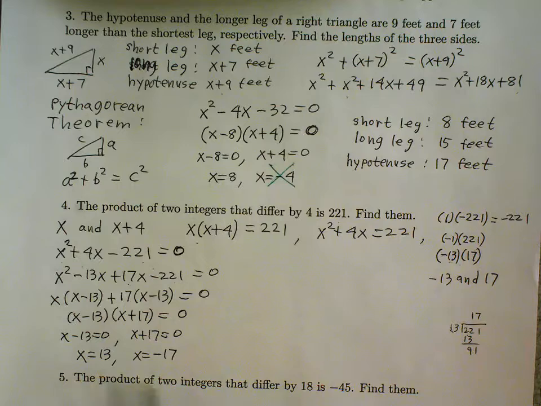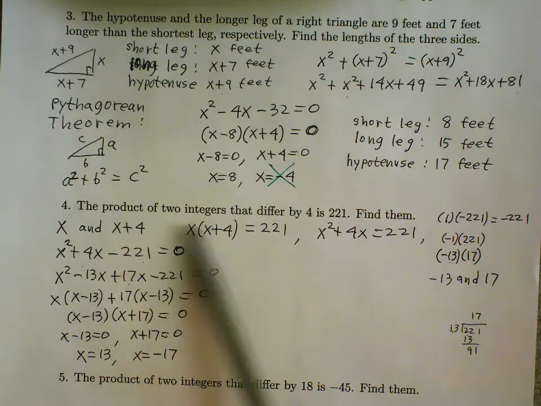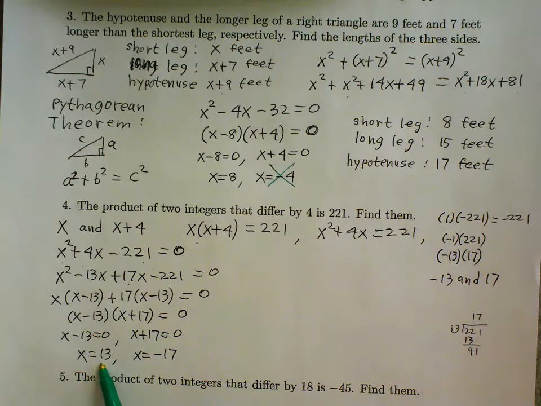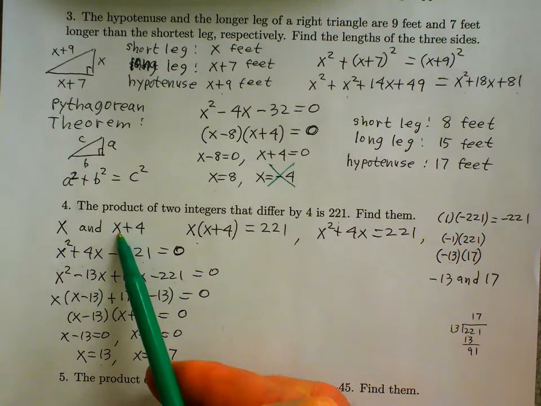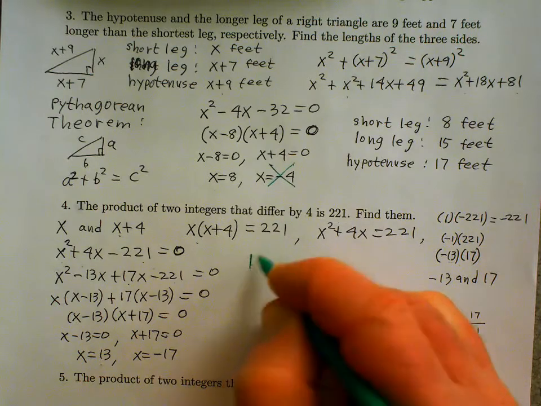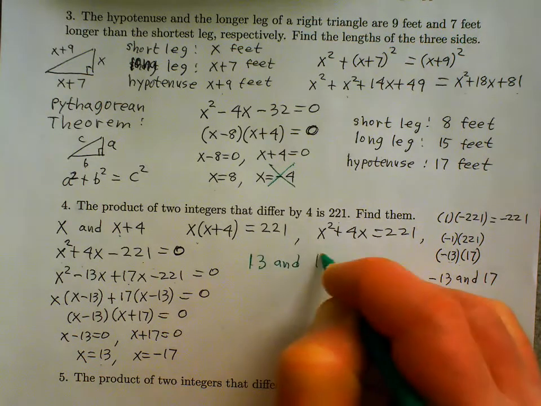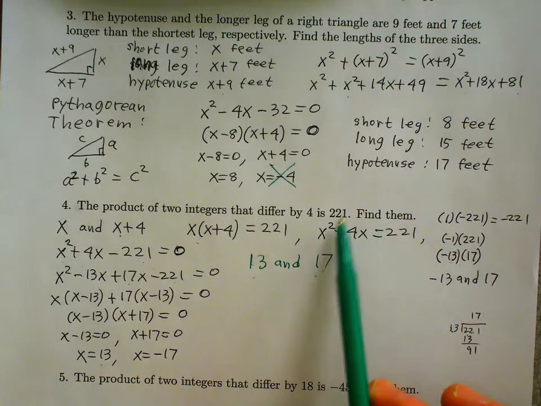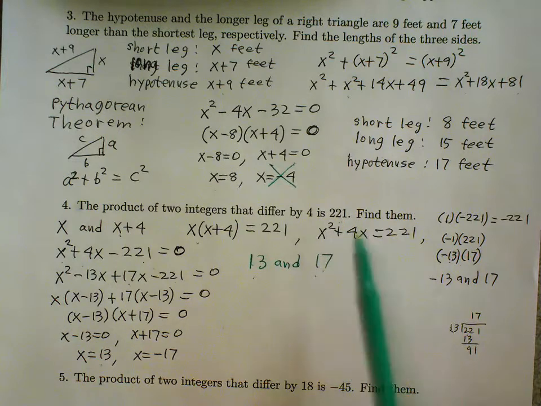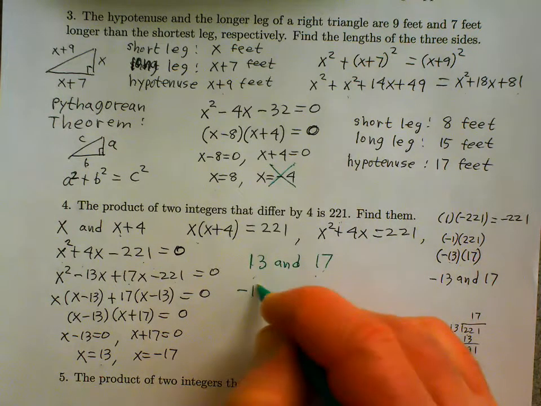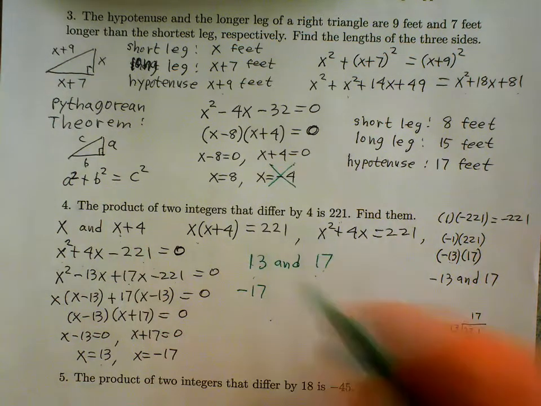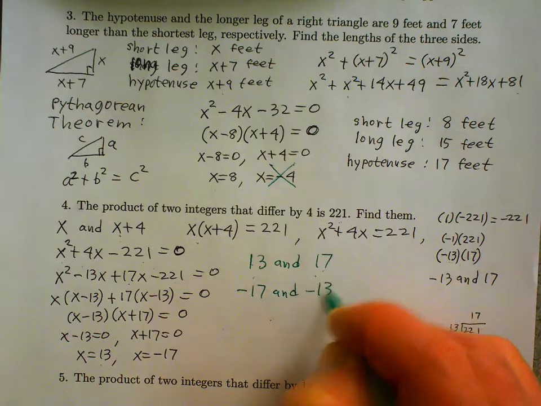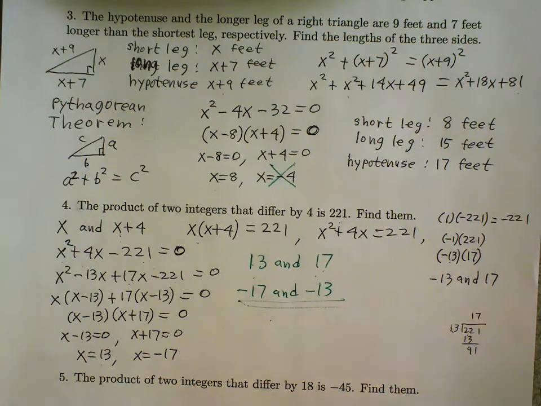We do have two sets of solutions. It didn't ask for two sets of solutions in the directions, but if x is 13 and the other number 13 plus 4 is 17, so 13 and positive 17 is one pair of solutions. They differ by 4, and they have a product of positive 221. And negative 17 and negative 17 plus 4, or negative 13, that is the other set of solutions.